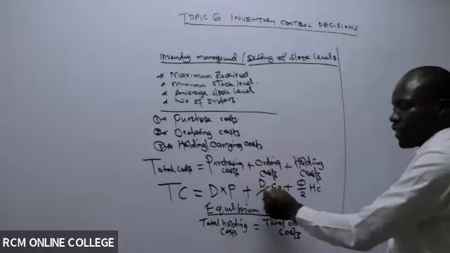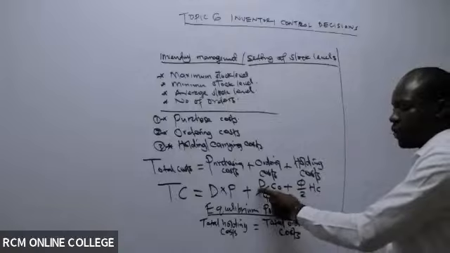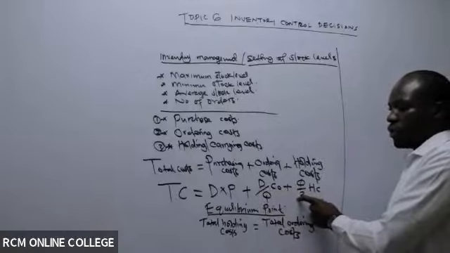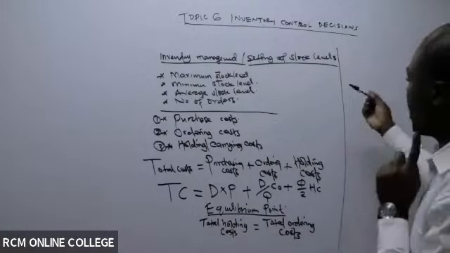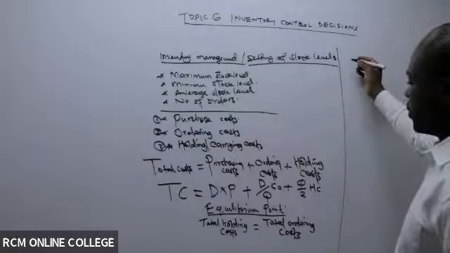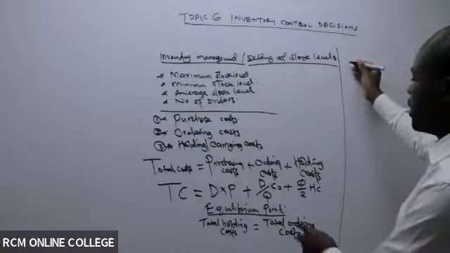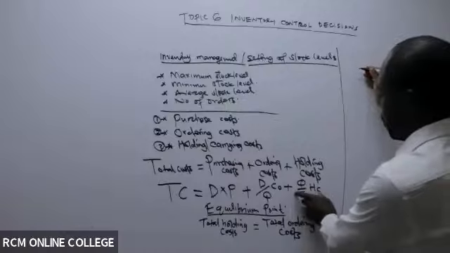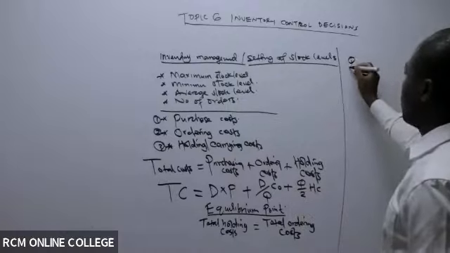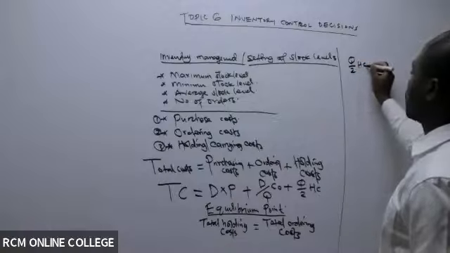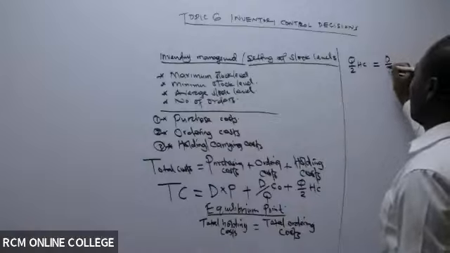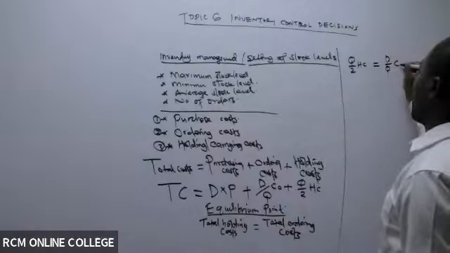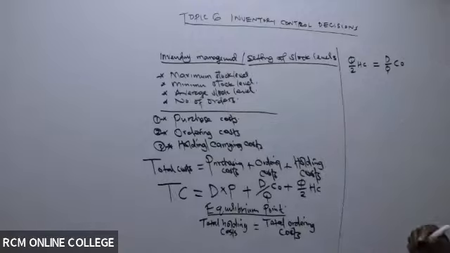So I want us to use these two functions, the one representing ordering cost and the one representing holding cost, so that we get the final equation at equilibrium point. So let's do that. We'll say, total holding cost, that is quantity over 2 multiplied by holding cost, is equivalent to total ordering cost, that is demand over quantity multiplied by ordering cost. So that is the equilibrium point.